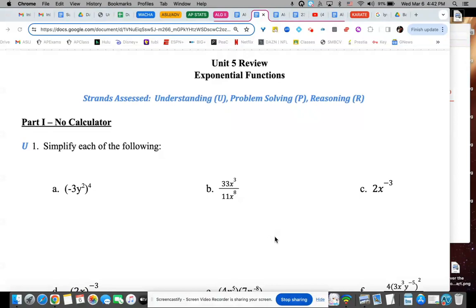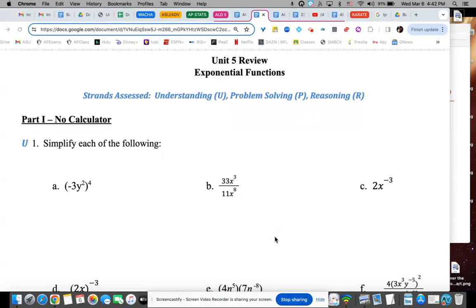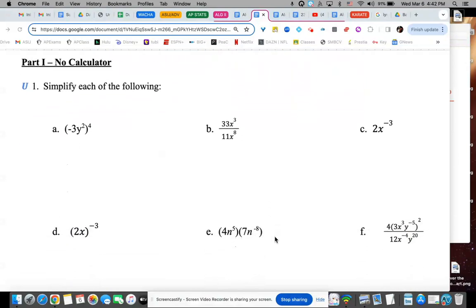This is the Algebra 2 unit review on exponentials. So this is like your practice test. This was definitely something you should be thorough in knowing everything backwards and forwards. So let's check it out, problem by problem.